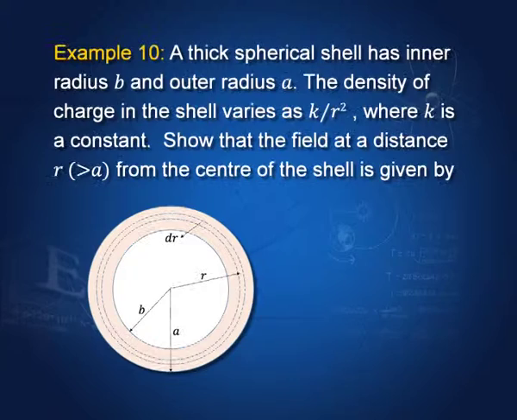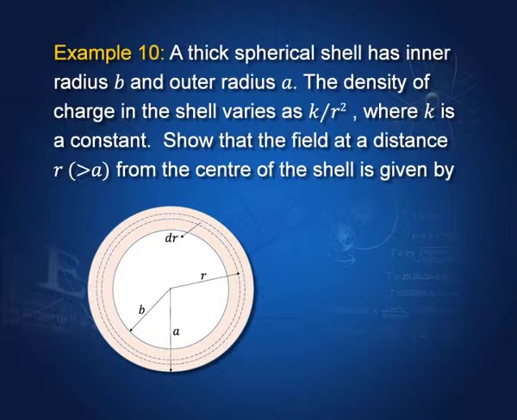Now, we take a slightly different case. A thick spherical shell has inner radius b and outer radius a. So, it is a thick shell, therefore, inner radius b and outer radius a. This is the shell. The density of charge in the shell, not inside the hollow, in the shell here, varies as k by r squared.